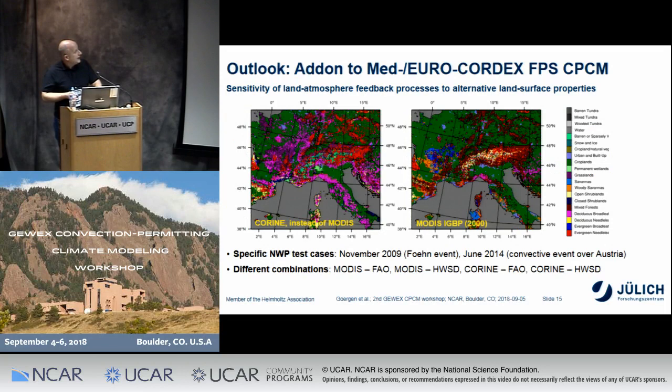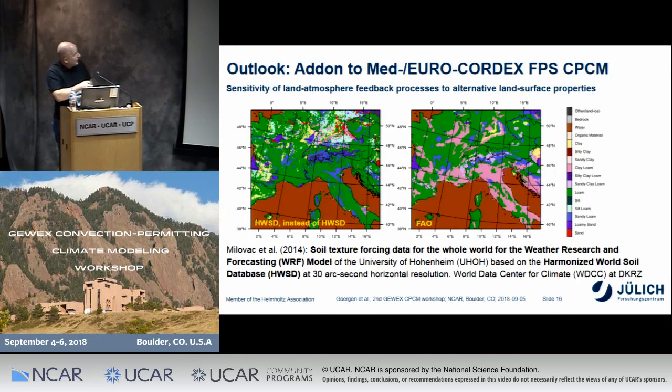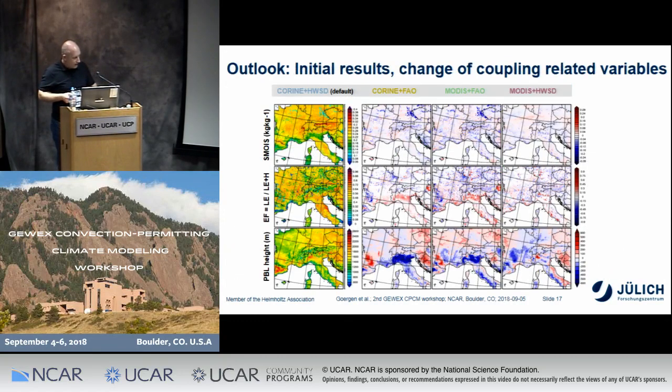And just one little outlook. So in this convection permitting study, this WCRP study that Stefan Sobolowski will talk about tomorrow, we also change land surface conditions going from MODIS to CORINE, and we are currently looking at what the impacts of that are. And we also change soil texture from FAO to this Harmonized World Soil Database. So this is kind of a bit of a follow-up of what I've just shown.